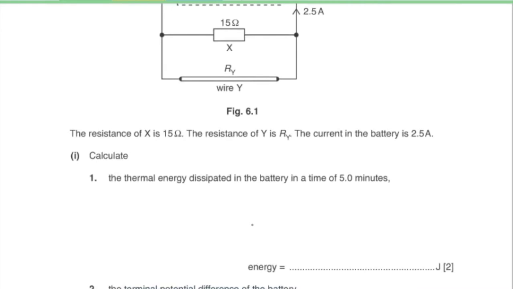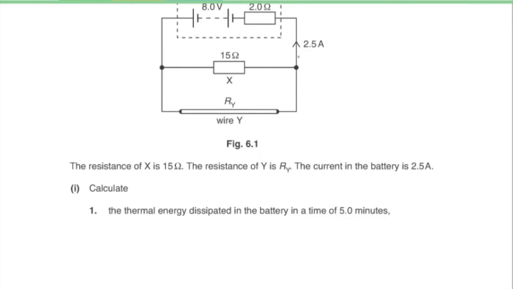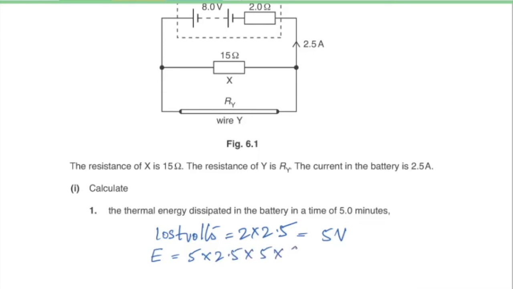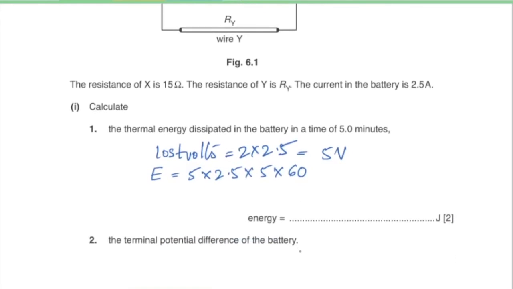The energy dissipated in the battery is due to lost volts in the internal resistance of 2 ohms of the battery. So lost volts are 2 times 2.5, that's resistance times the current across the internal resistance, which is equal to 5 volts. So the energy dissipated due to internal resistance is going to be 5 times the current times the time interval, which is 5 minutes. We need to convert that to seconds. And so the energy dissipated is 3750 joules.